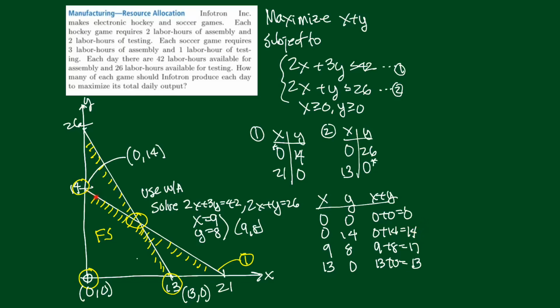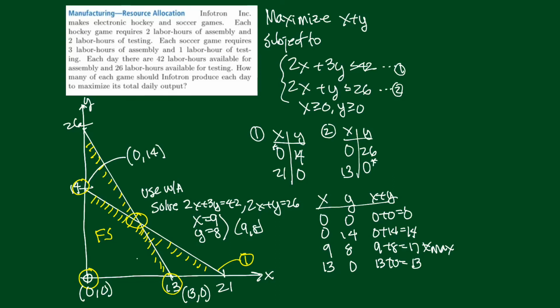Then let's come down here, right over here. That point is 9, 8. So suppose we build 9 hockey, 8 soccer. That gives us 9 plus 8, an output of 17, the biggest so far. And then suppose we build 13 hockey and no soccer. That will give us 13 plus 0, which is 13. So this right here is our maximum, right? Our maximum occurs right there.